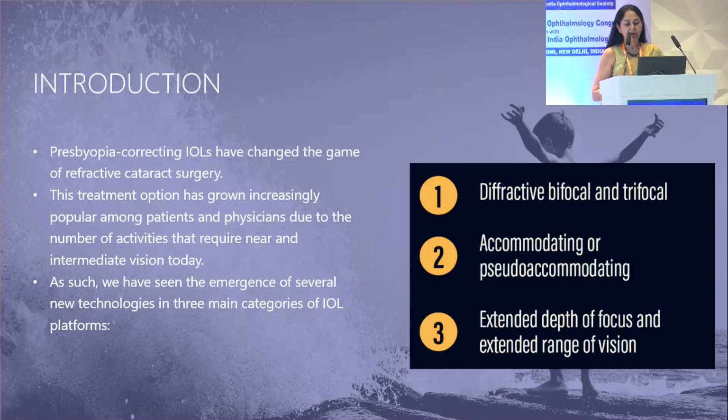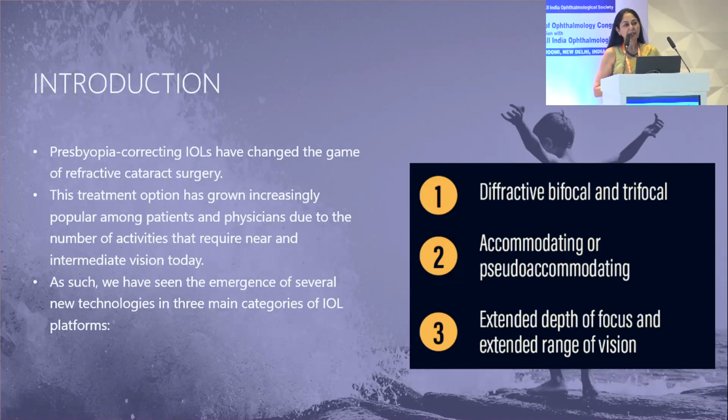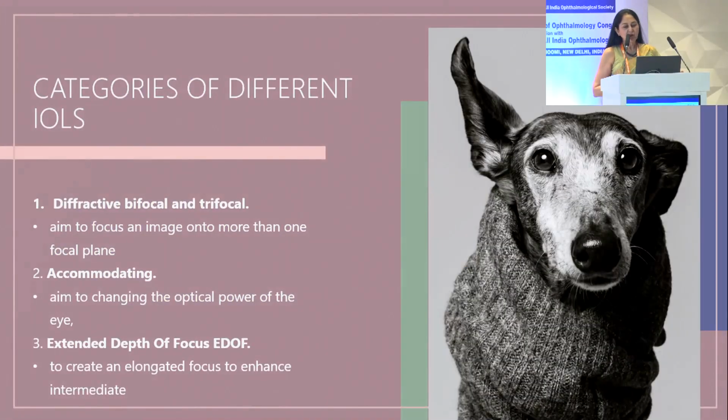We could have a diffractive bifocal and a trifocal. It could be accommodating or pseudo-accommodating lenses, or the extended depth of focus, or the extended range of vision lenses. So these categories of different lenses have different techniques involved. The diffractive bifocal and trifocal aim to focus images at more than one focal plane, as we all know. The accommodating lenses work by changing the optical power of the eye, and the extended depth of focus lenses create an elongated focus to enhance the intermediate vision.